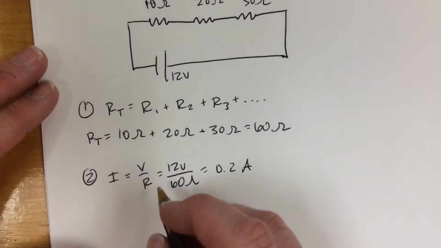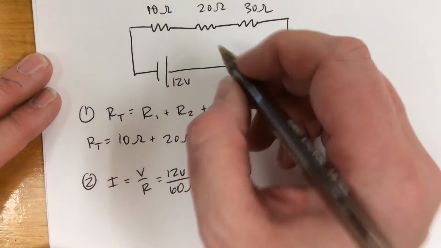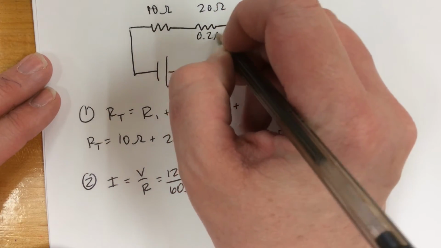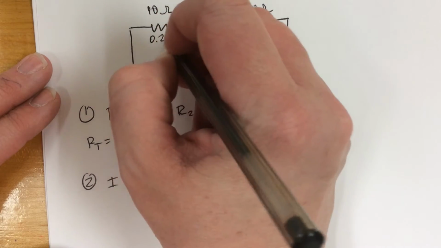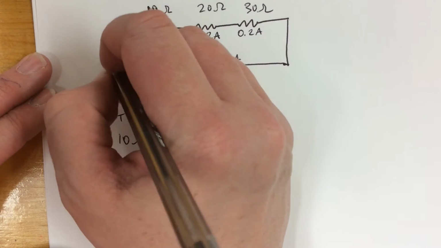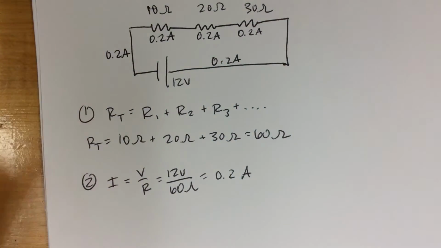Once you have the current, that tells you that your current here is 0.2 amps, here is 0.2 amps, here is 0.2 amps. Over here, 0.2 amps, over here, 0.2 amps, all of them.